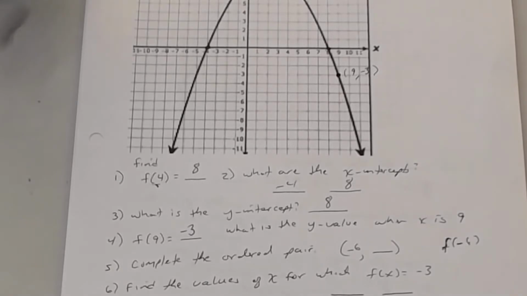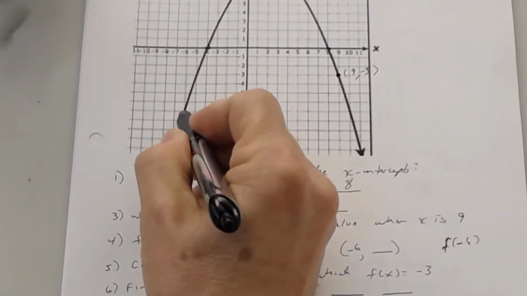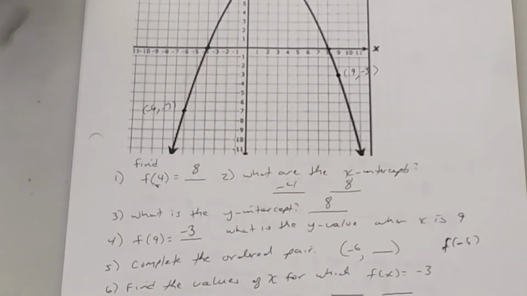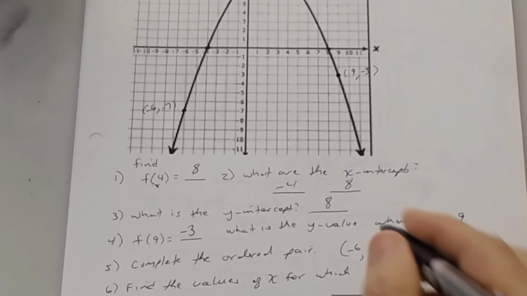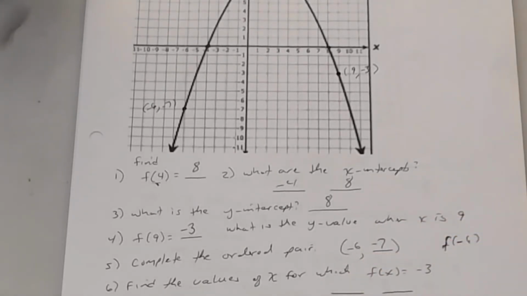-7. Let's see, -6, and here's the point right here. Yeah, I'll go with -7. So -6, -7. That's the ordered pair. So what goes in the blank though? -7.